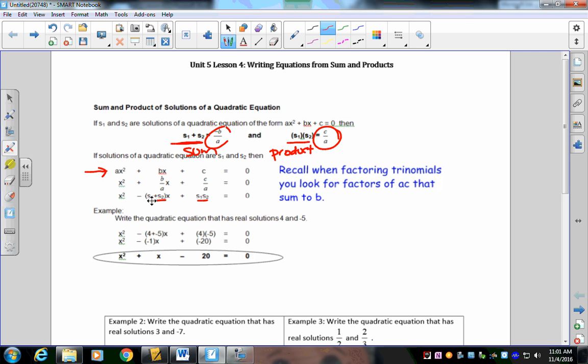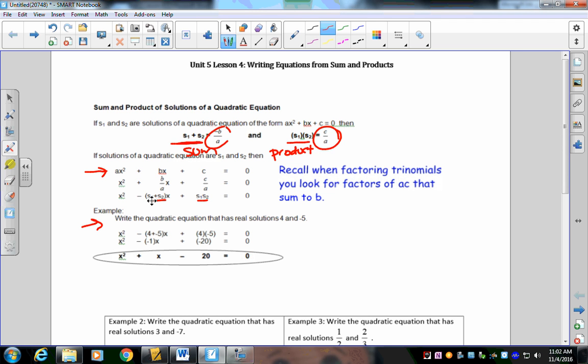Okay, so look at this example down here. It tells us that the real solutions are 4 and negative 5. And once again, we talked about how we could change those to factors and FOIL it out. So that's one method. But we can also use the sum and product method. You just have to remember that the sum of the solutions is going to give you the middle term and the product is going to give you the last term.